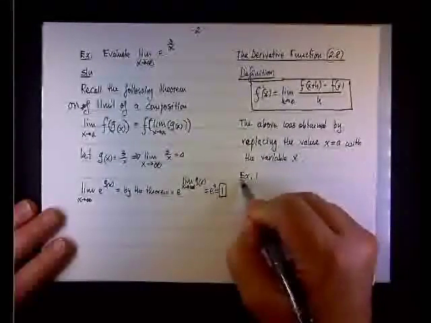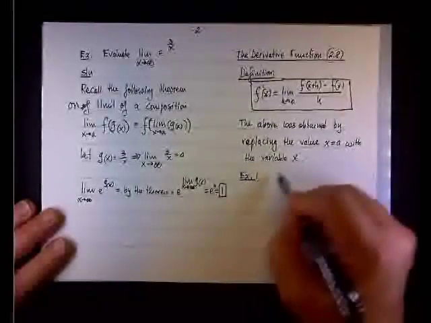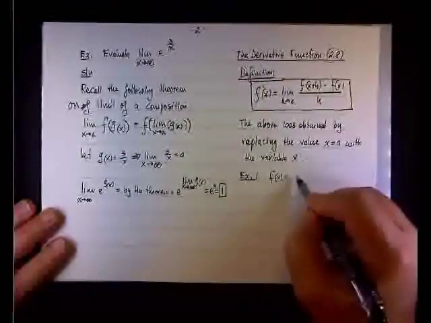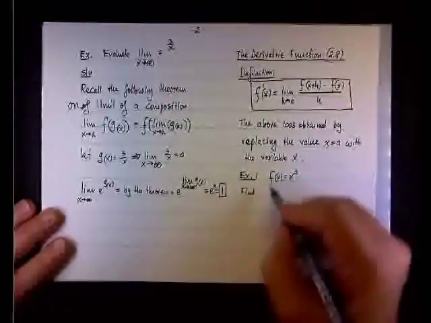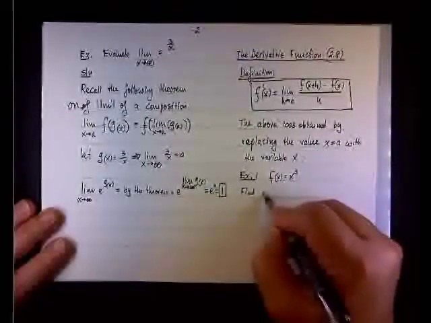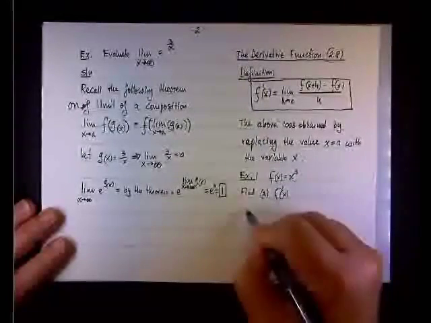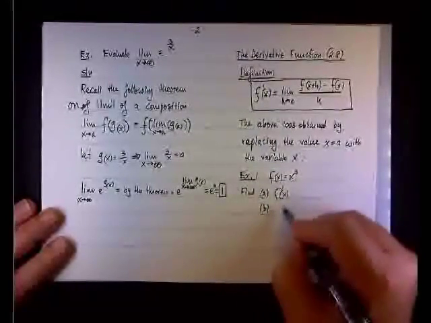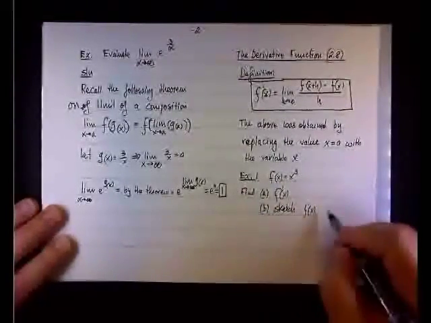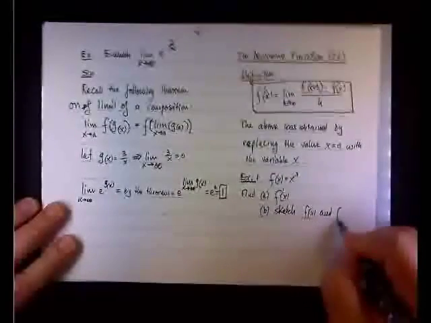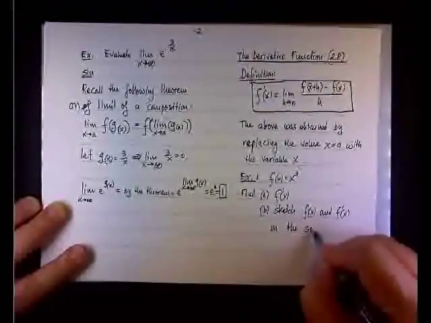I don't know if I gave you this one, but time to give you the first example. We start with f of x equals x cubed, and we want to find two things. We want to find a, let's find f prime of x, and then b, let's sketch a graph of f of x and f prime of x. And let's do it on the same graph.